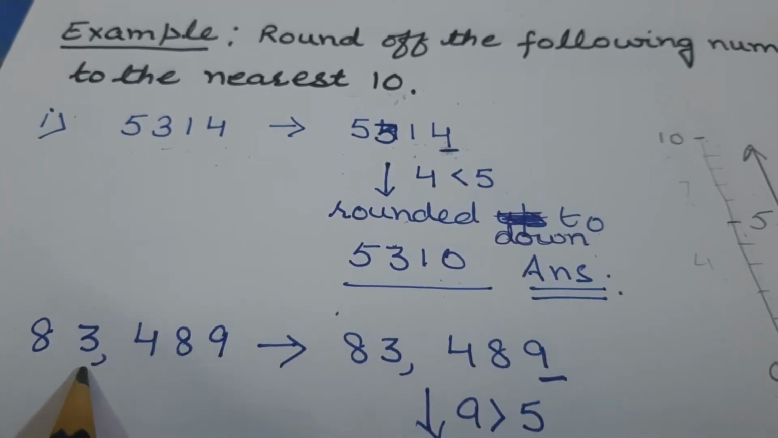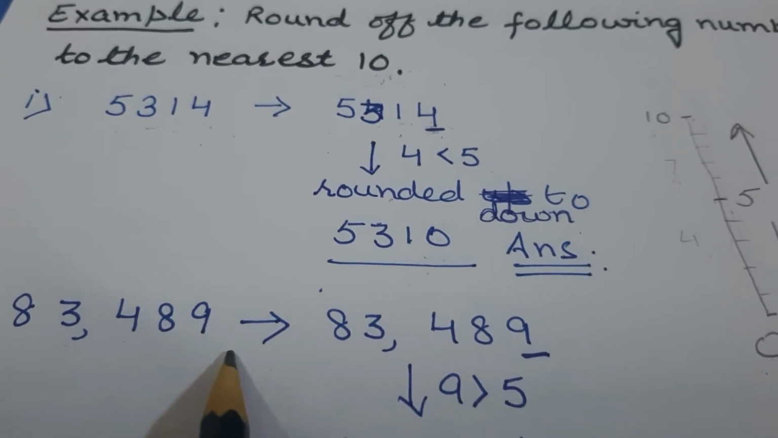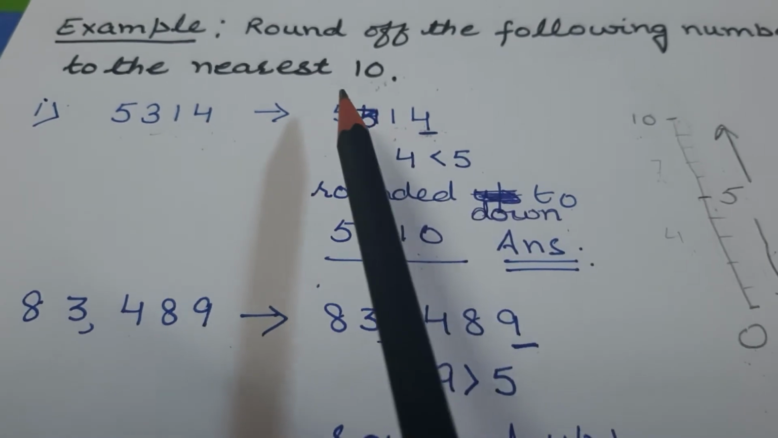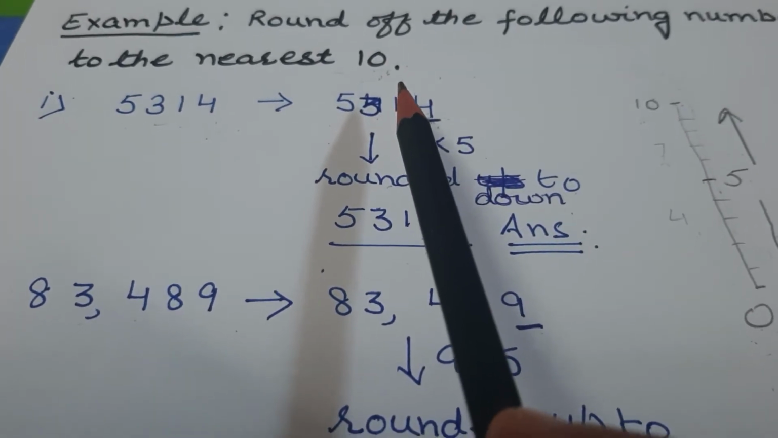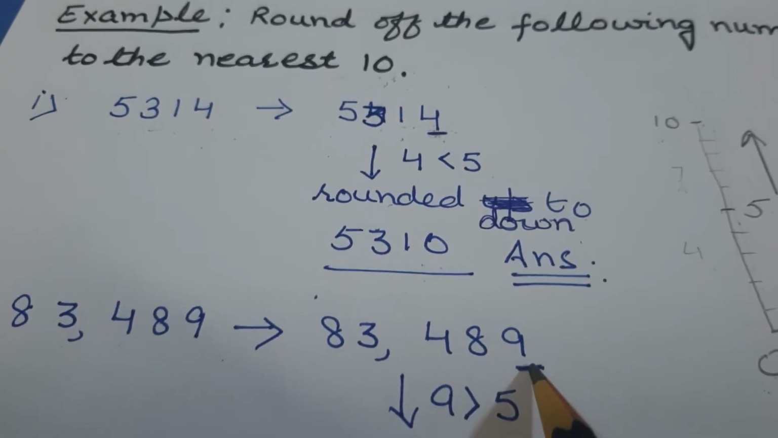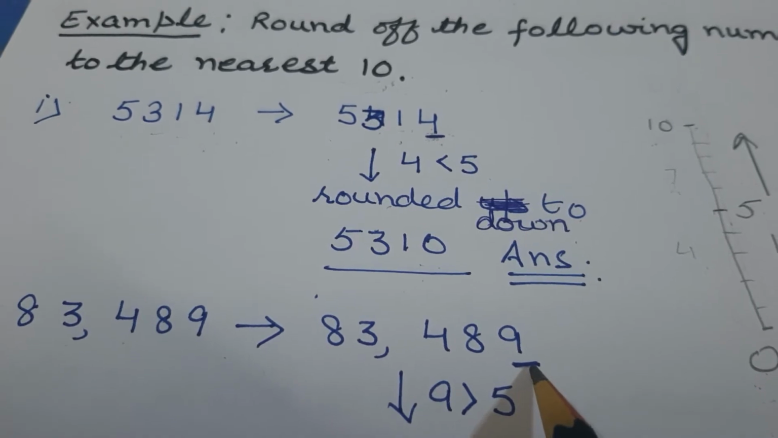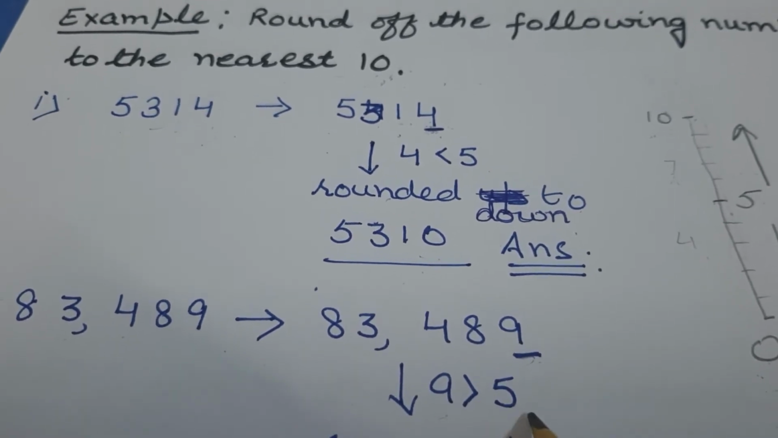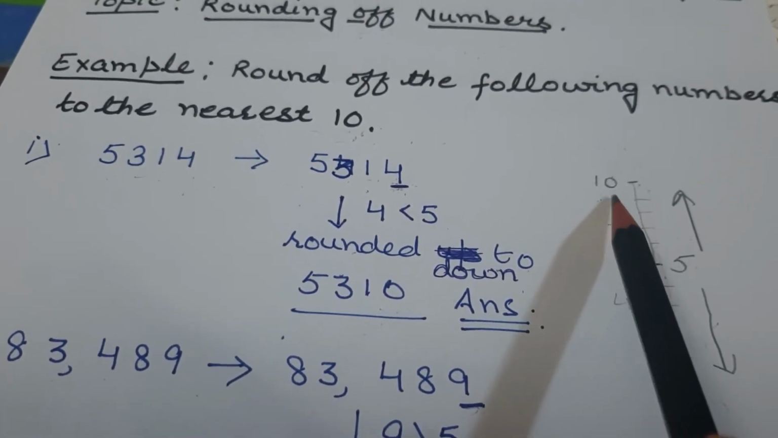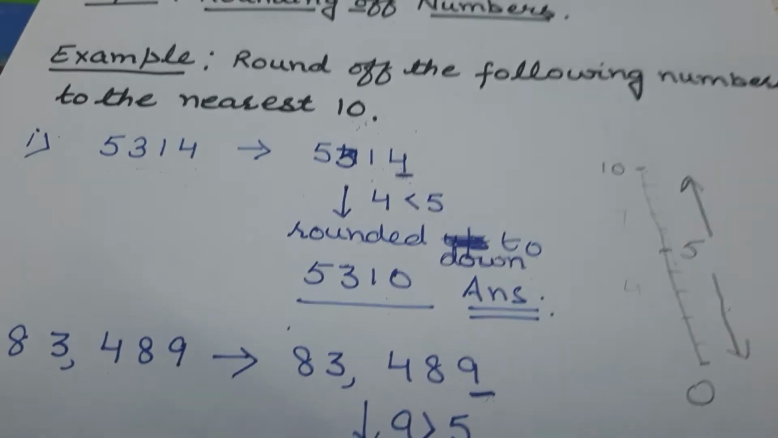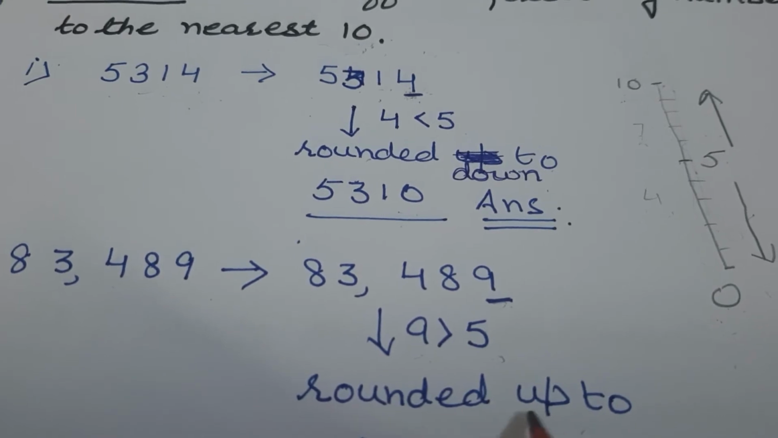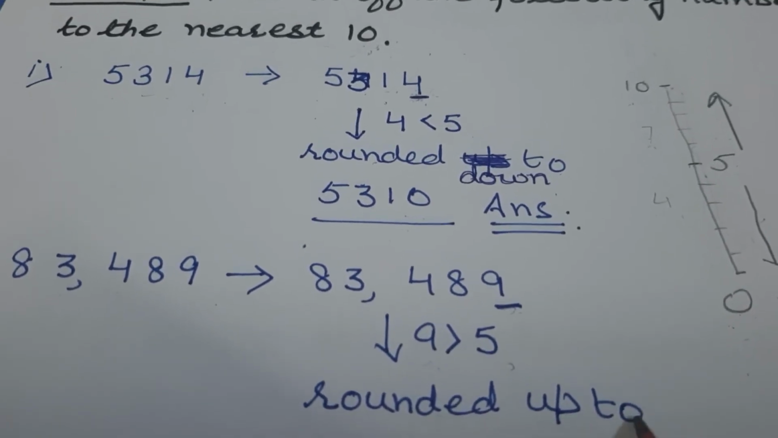This is 83,489. So write down this value again and we are rounding off it nearest to tens. So we will underline ones place. Now we will check whether it is greater or smaller than 5. So we will write here 9 is greater than 5. Now if 9 is greater than 5, it is closer to 10. So it will be rounded up. Now rounded up to which number?